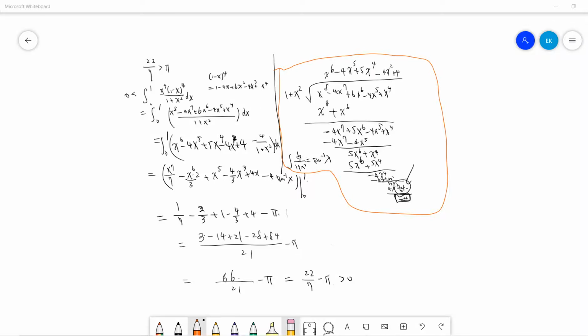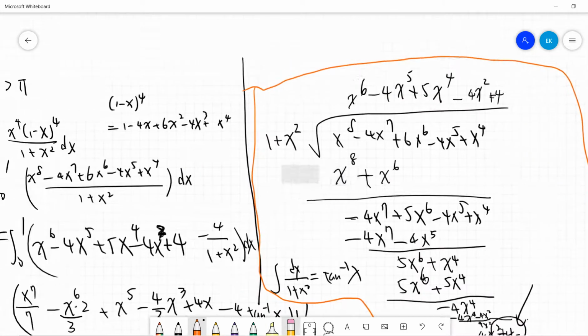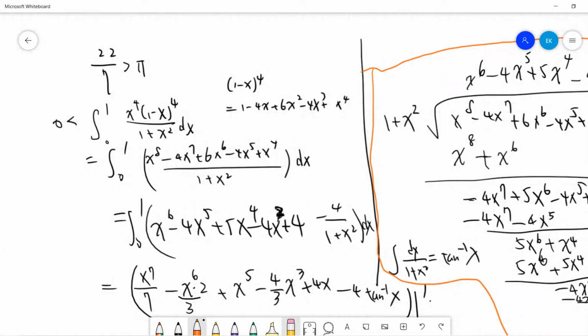Welcome guys. In this video, we are trying to prove the famous inequality that 22 divided by 7 is greater than pi. I already wrote down the notes, because the computation is somehow very ugly, so I tried to provide as much detail as possible.